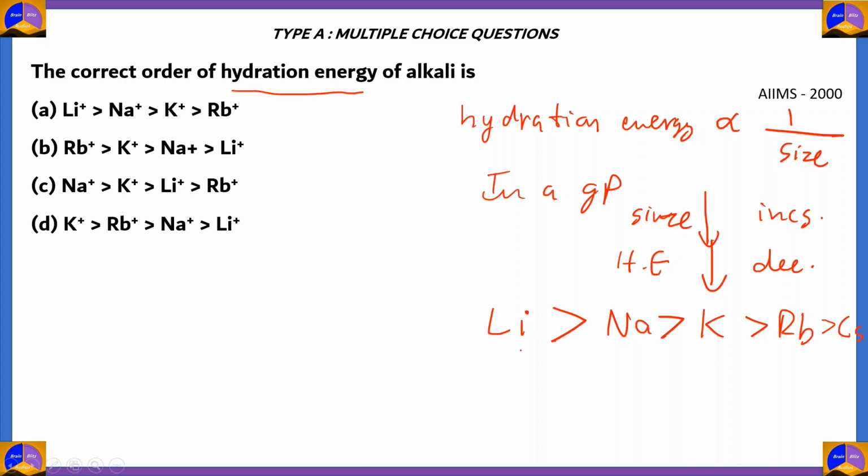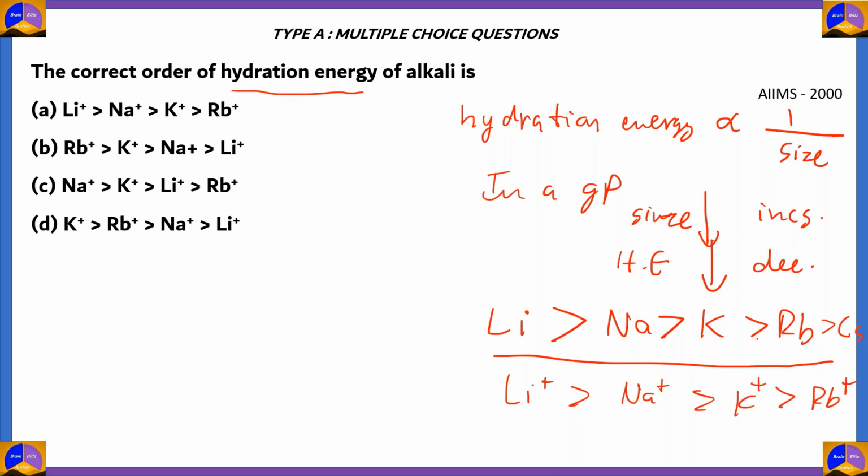So this is the correct order. Now, if you're presenting it as ions, then Li+ is greater than Na+, is greater than K+, is greater than Rb+. Again, since all of them are of the same group, they have the same kind of ion, which is +1. So this configuration is present in option A.